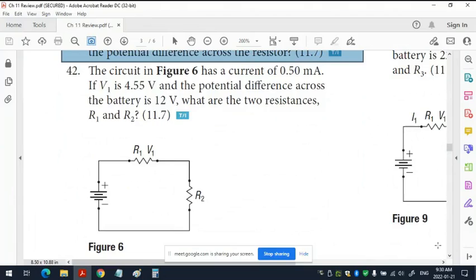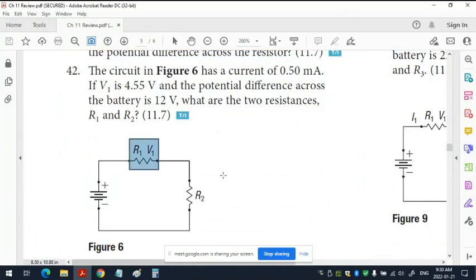No. But look at how it is. Is there any splitting points? Exact. So the whole time, everyone, how much is circling around? 0.5 milliamps through the battery, through this resistor, through this resistor. Okay. How much is V1, or the V across the first resistor? 4.55 volts. And the potential difference across the what? Is how much?